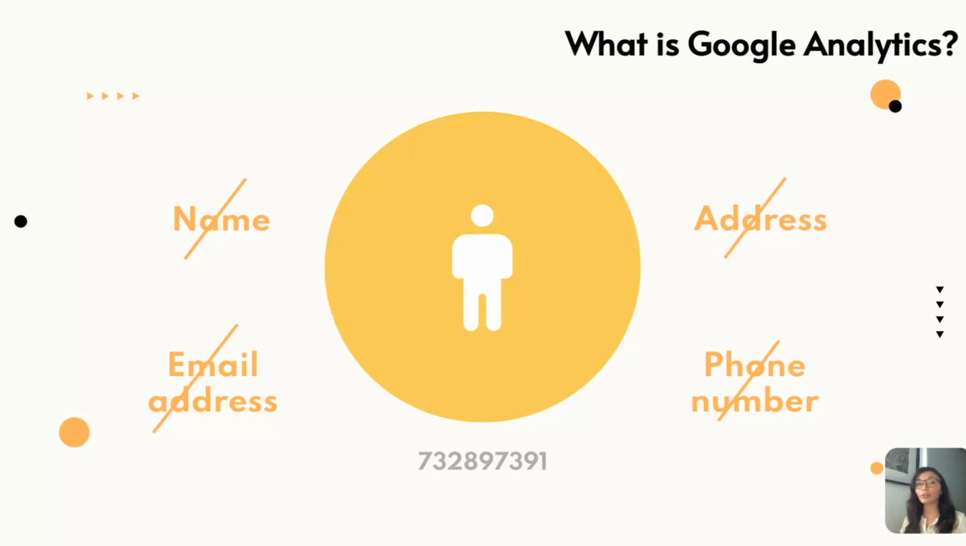So in Google Analytics, we do not collect anything about the user that's identifiable. So we don't collect names, email addresses, or phone numbers. Casey will be a series of numbers, which we call a user ID.